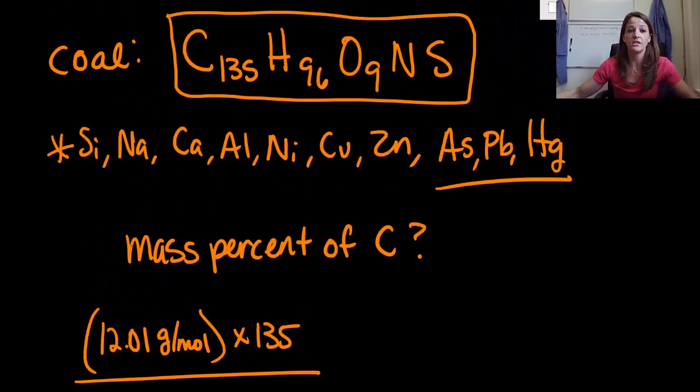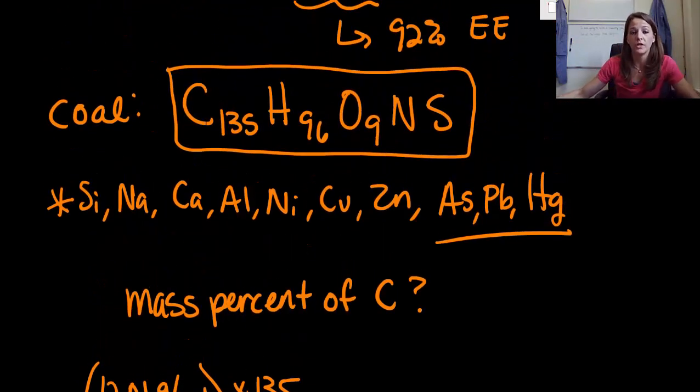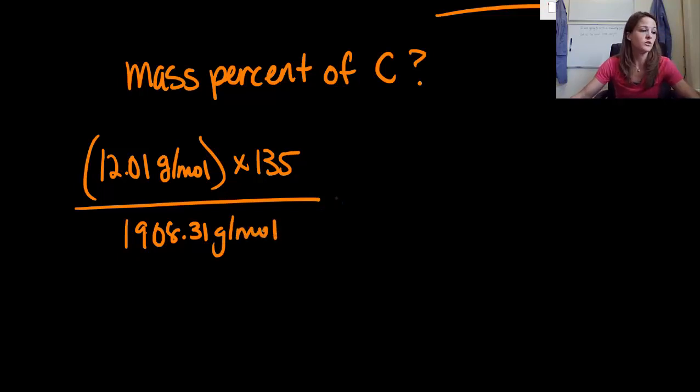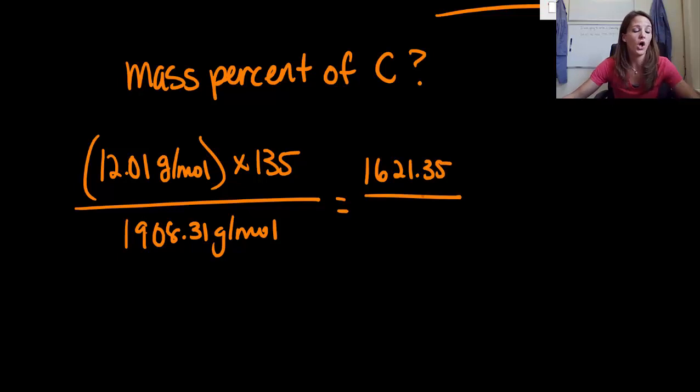So if you calculated this out properly, you would have done 12.01 times 135 plus 1.01 times 96 plus 16 times 9 plus 14 plus 32. So you have to do all of this in order to get the molar mass. And if you did that properly, you should get something like 1908.31 grams per mole. Okay, so this essentially turns out to 1621.35 all over 1908.31, and then they're both in units of grams per mole.